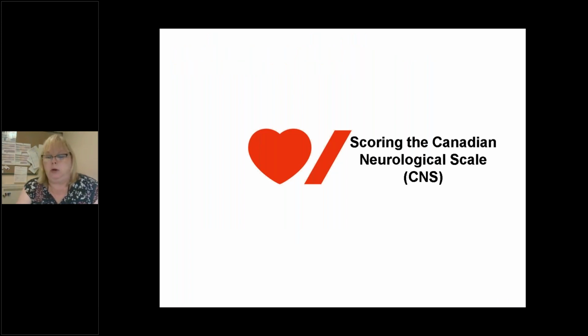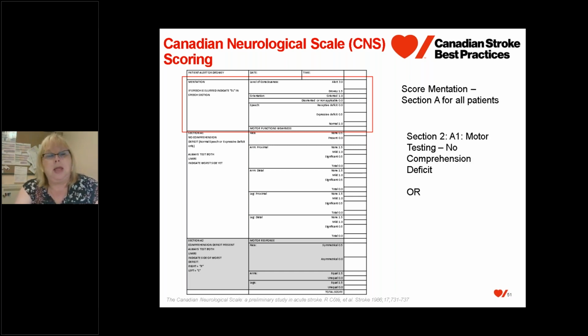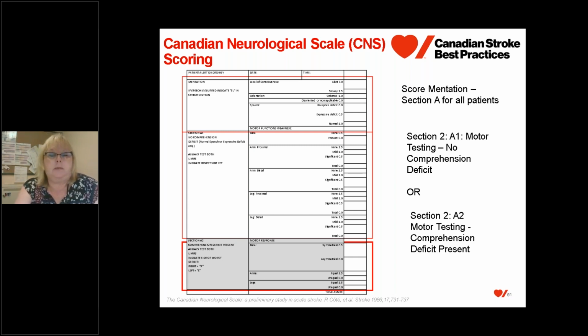So how do we score the Canadian Neurological Scale? So when we look at the Canadian Neurological Scale, we score Section A, mentation for all patients. We then score either A1 motor testing, no comprehension deficit, or A2, motor testing with comprehension deficit. It's either A1 or A2, not both.